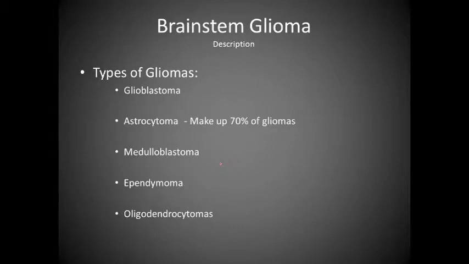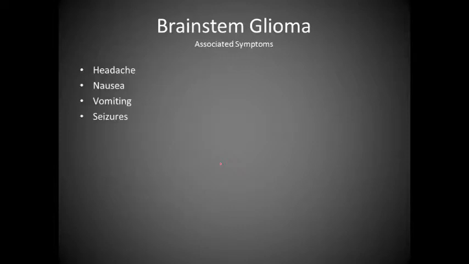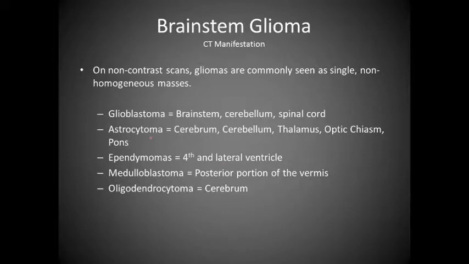There are several types of gliomas, such as glioblastoma, astrocytoma, medulloblastoma, ependymoma, and oligodendrocytomas. But we see that the most common is the astrocytoma, which makes up around 70% of the gliomas. Symptoms include headache, nausea, vomiting, and seizures. And the workup can be MR or CT.